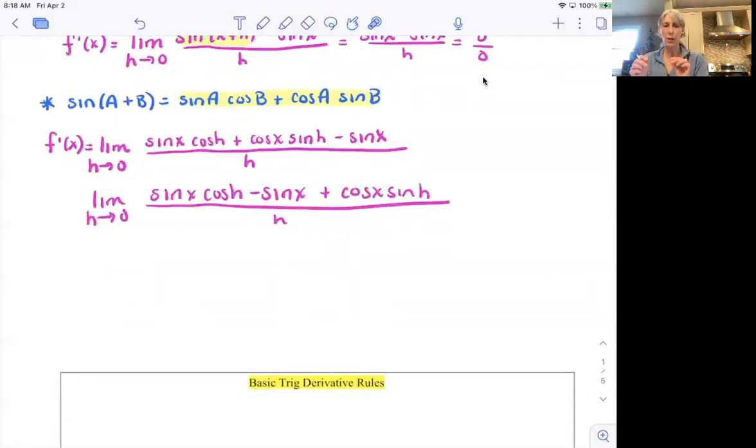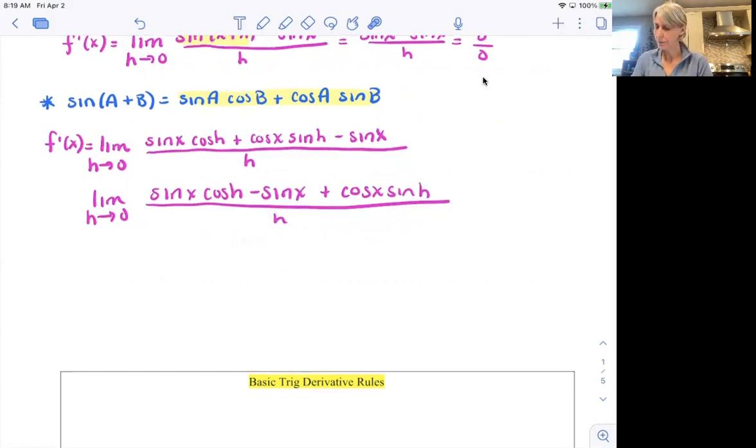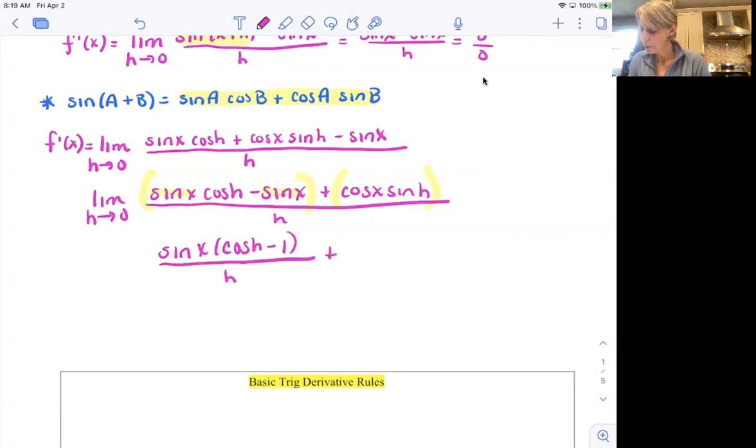And now another little algebraic manipulation. Technically, each of these is a fraction. So we're going to make that one fraction and that another fraction. And at the same time, I'm going to factor. So here I have a sine x in each term. Sine x, factor, right? I factor that out. I'm left with cosine h minus 1 over h plus cosine x sine h over h.